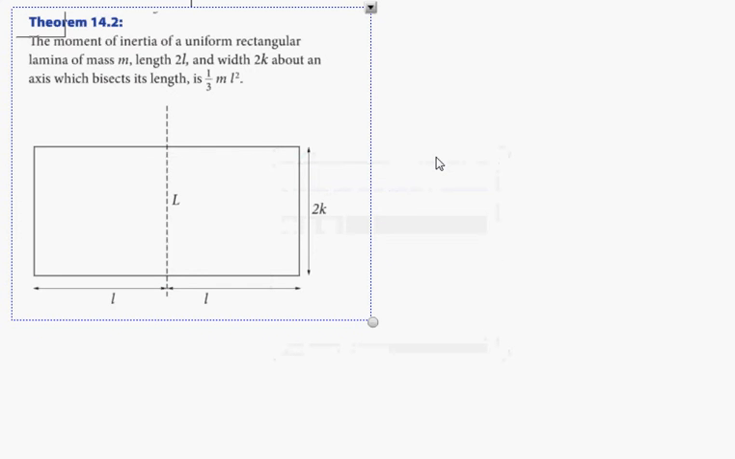The moment of inertia of a uniform rectangular lamina of mass m, of length 2l and width 2k, about an axis which bisects its length is a third ml squared. Exactly the same formula as the original, okay? Now, please focus in here.